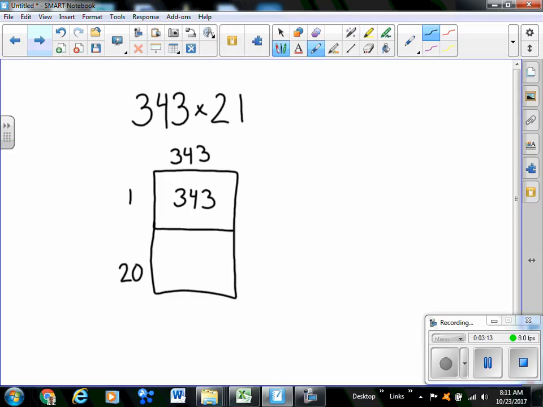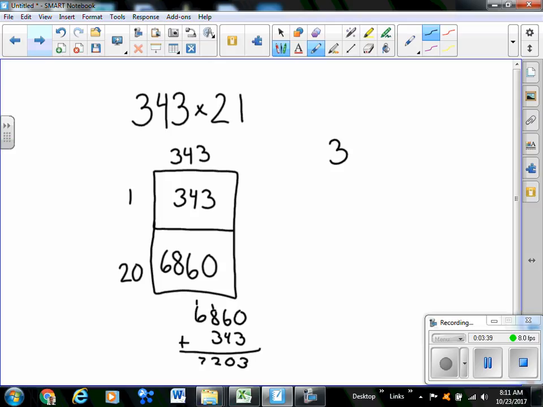3 times 2 is 6. 4 times 2 is 8. 3 times 2 is 6. Add a 0. Now we're going to add those two partial products together. 3, 10, 12, 7.